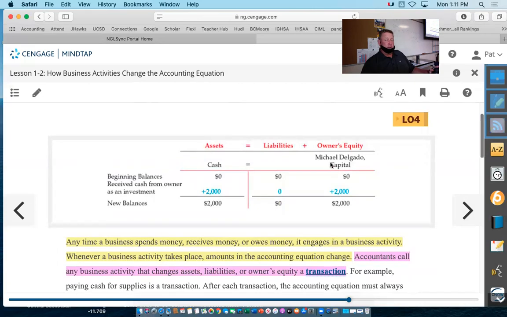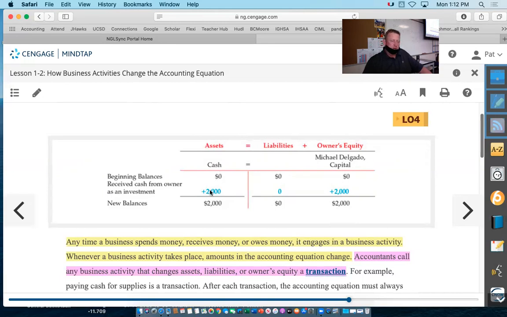It's his money, right? Michael Delgado, he's starting it, it's only him. So he puts $2,000 in. It's his capital, it's his owner's equity, right? So it's his money, so that's plus 2,000. Cash he put in was $2,000, right? So cash went up. We have balances of 0.